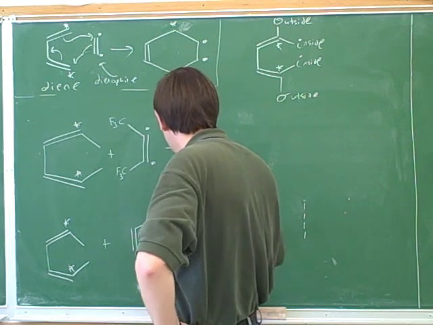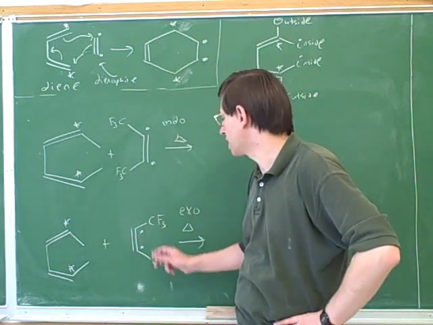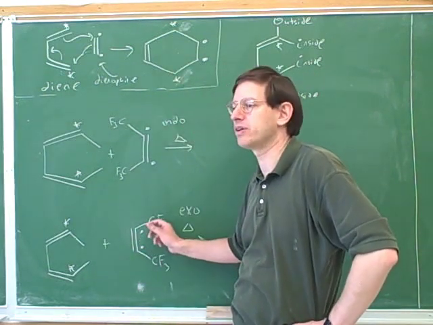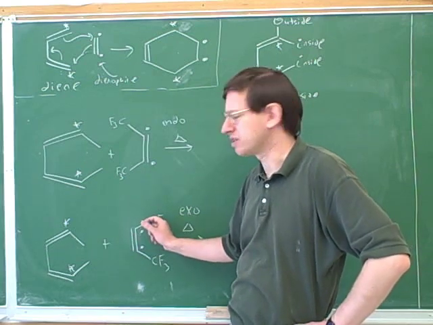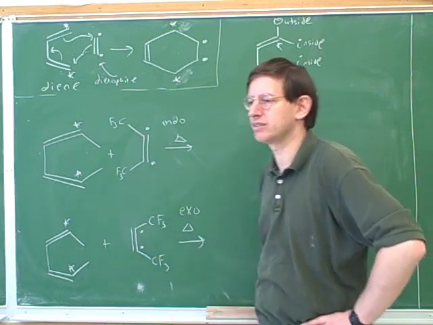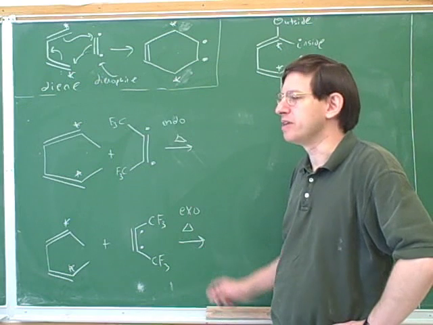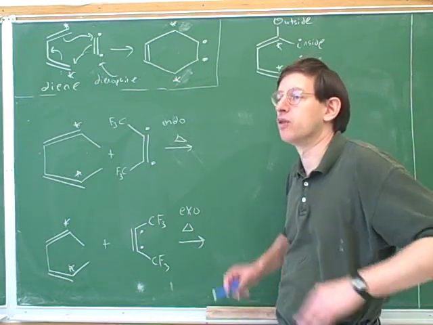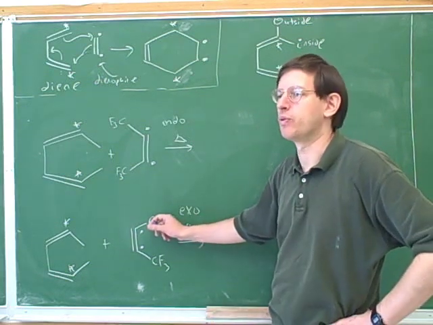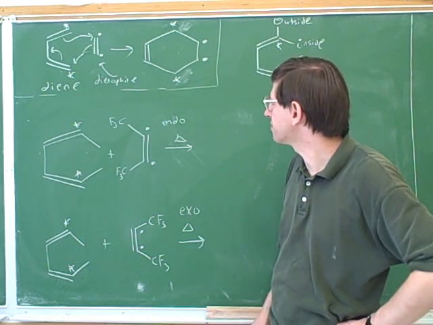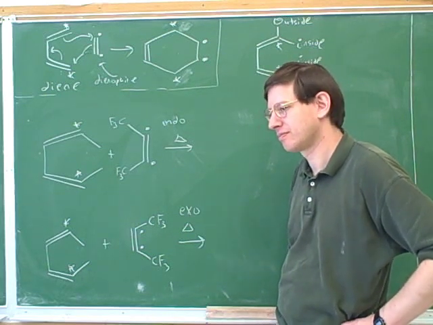And the exo approach is when the dienophile substituents are pointing away from or out of the diene. So does it make sense that these are pointing away from the diene? Now you know that exo means like exit. An exit is how you get away from something. So these are pointing away, trying to get away from the diene.